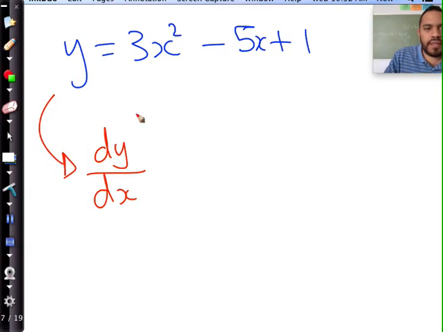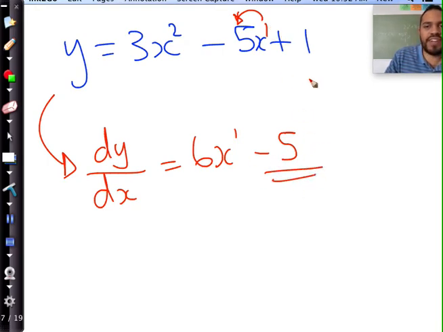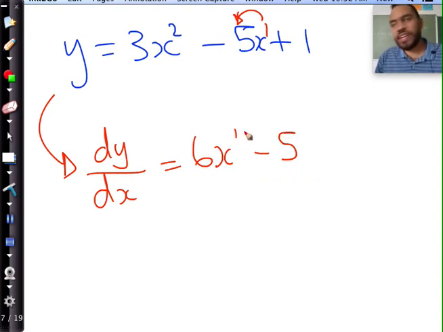Now, Kayla, can you tell me what's the derivative of the first part? 6x to the power of 1. And this is going to just be minus 5. Because that's 1. 1 times 5 is negative 5. And then 1 minus 1 is x to the power of 0, which is obviously 1, so it's just minus 5.